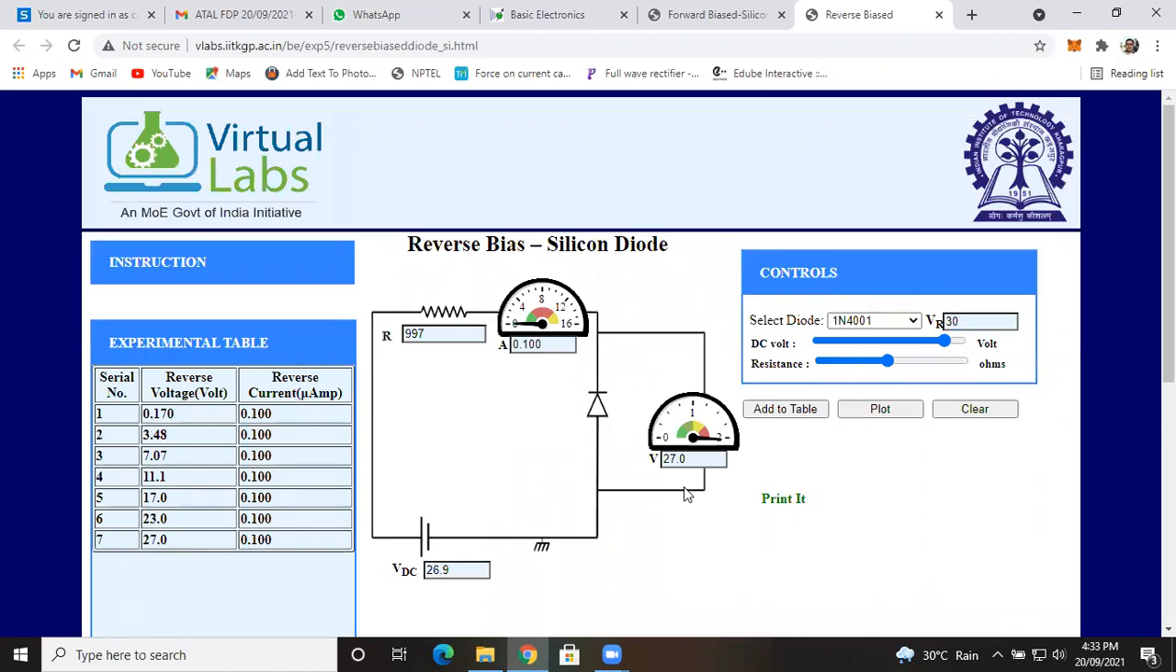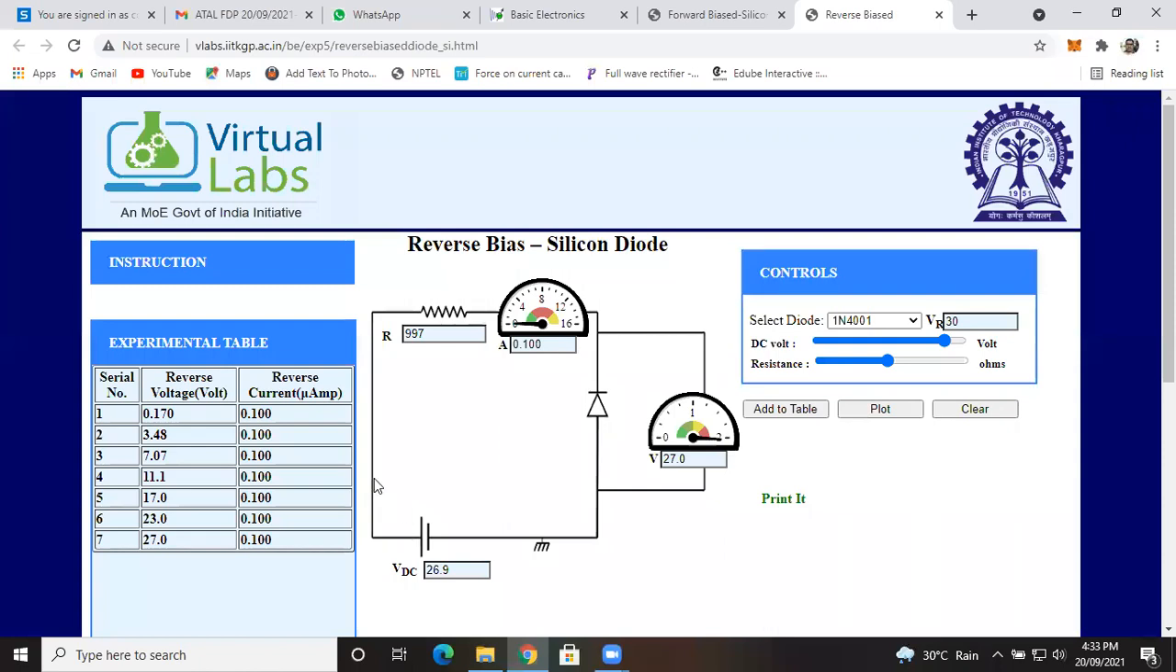This virtual lab will clear the concepts about how the PN junction diode works when it is connected in forward bias, and how it works when it is connected in reverse bias. With the help of this simulation, I hope your concepts about forward bias and reverse bias, that is, the VI characteristic of a PN junction diode, are clear.